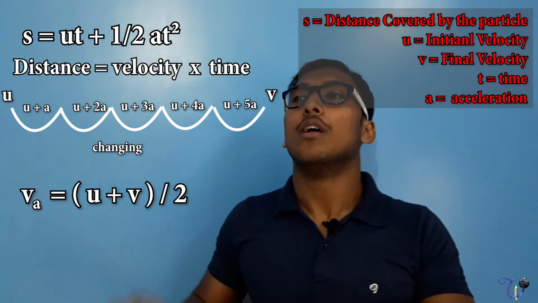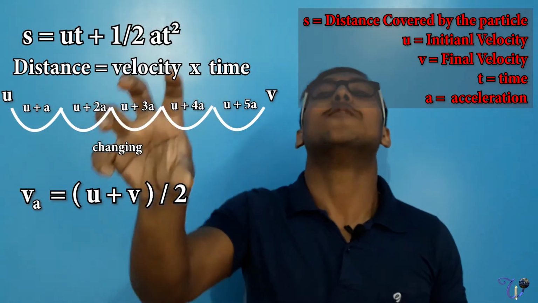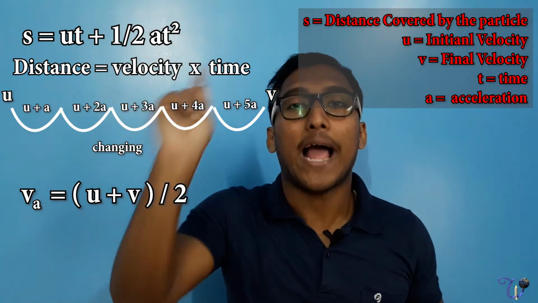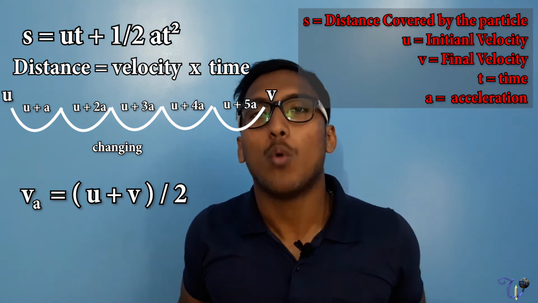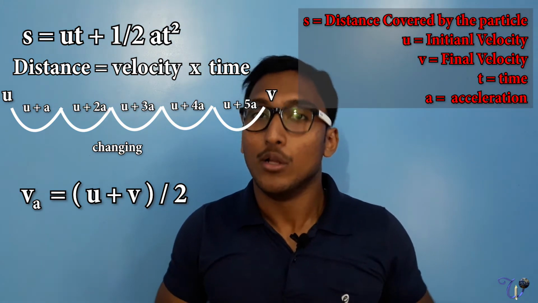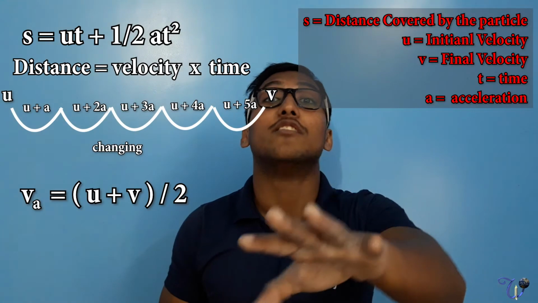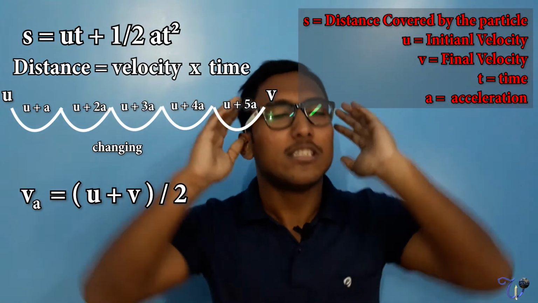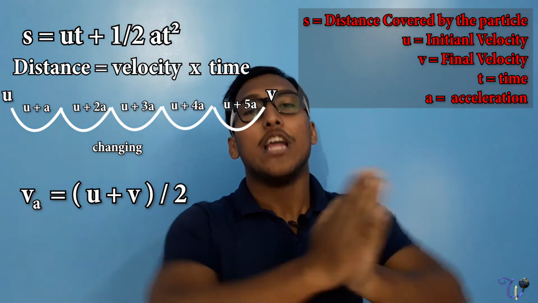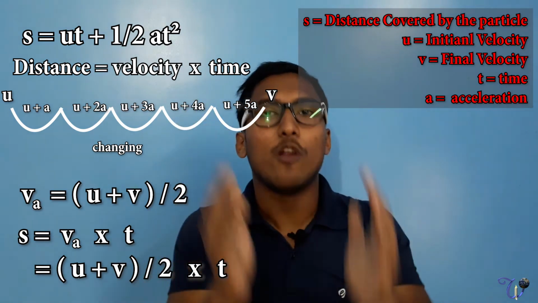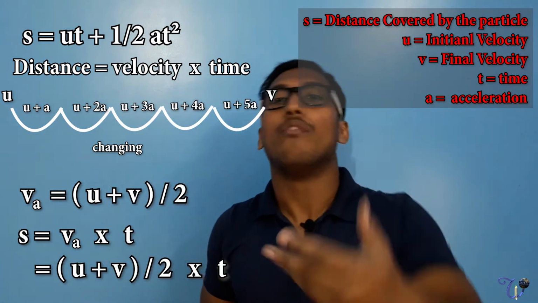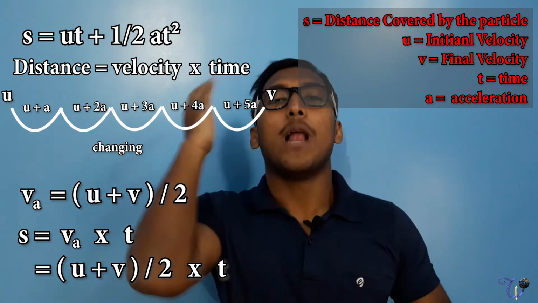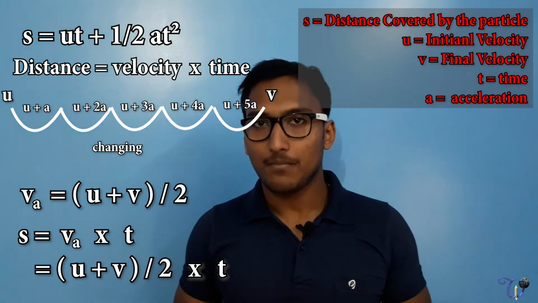So we know that the average velocity must be multiplied with the time interval or time span, which is t. So the distance covered by the particle, s, is equal to the average velocity va into the time. So va is again u plus v by 2, into t.